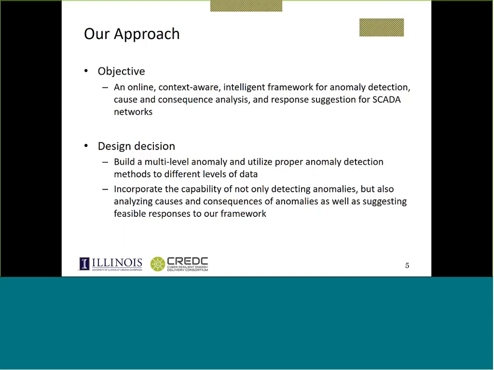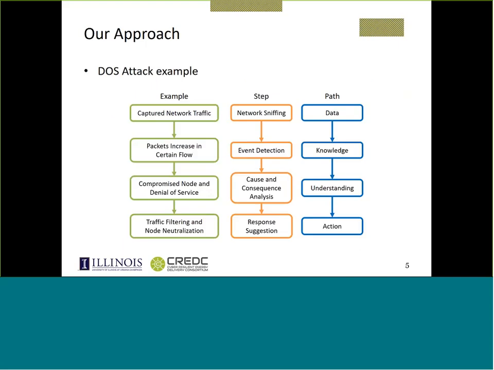And for the second problem, which is the failure to do further analysis on the anomaly detected, we actually intend to follow the path of turning data into knowledge and knowledge into understanding, and finally understanding into action. So our framework has the capability of not only detecting anomalies, but also analyzing cause and consequences of anomalies, as well as suggesting feasible responses. So here, I will use a DOS attack example to better illustrate the path and steps of our approach.